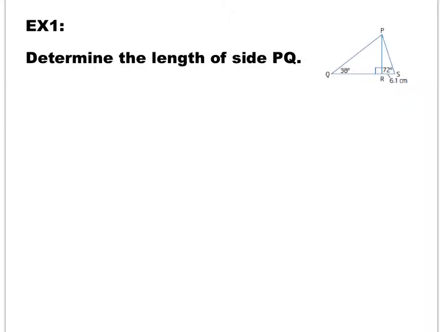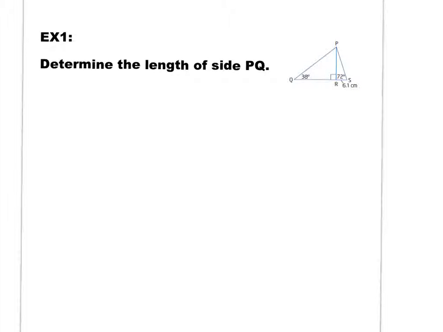The first example, I have a triangle with the altitude drawn, which is PR. The angle R in two triangles is 90 degrees. Angle S is 72 degrees. Side RS is 6.1. And angle Q is 38 degrees. You are supposed to find PQ given the following information, which is on the plot. So go ahead and start doing it. I'm going to give you the solution in a second.